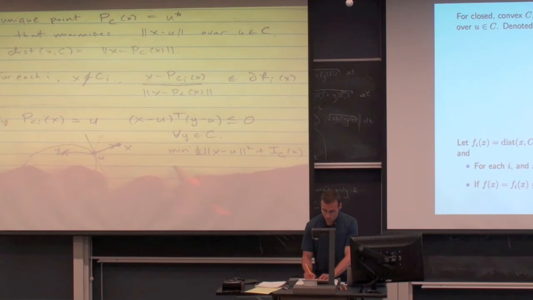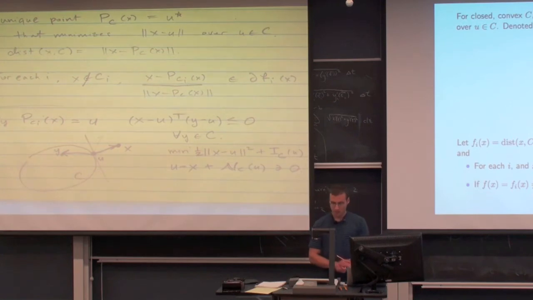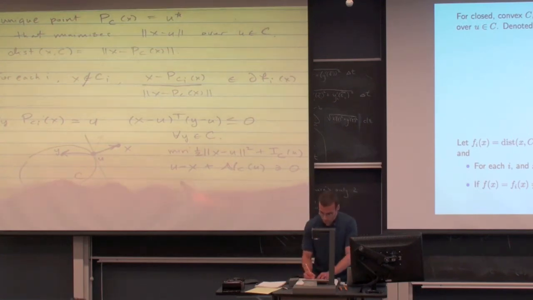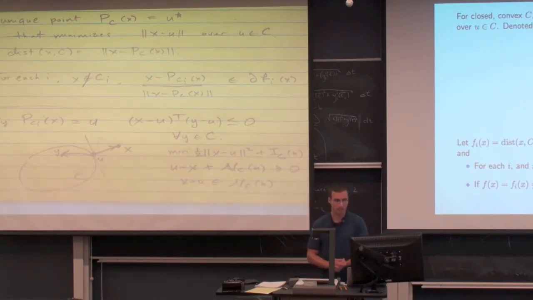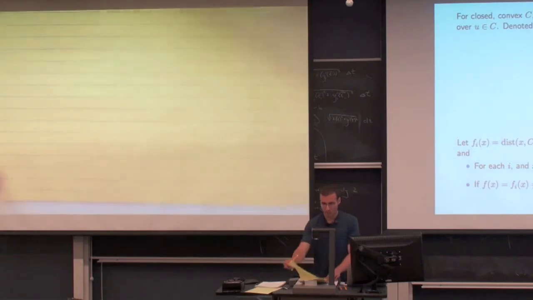So the gradient of the first term with respect to u is u minus x. The second term gives me the normal cone of C at the point u. I know that when I stick in the optimum u, this must be true. Or in other words, I have that x minus u must be in the normal cone of C at u. Okay, so what does that mean?